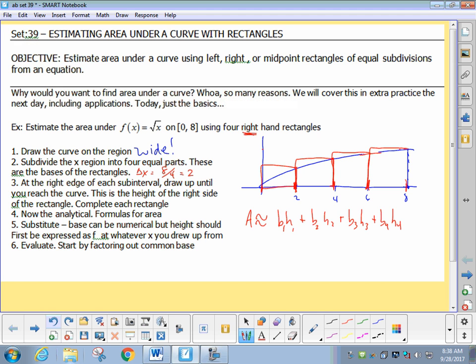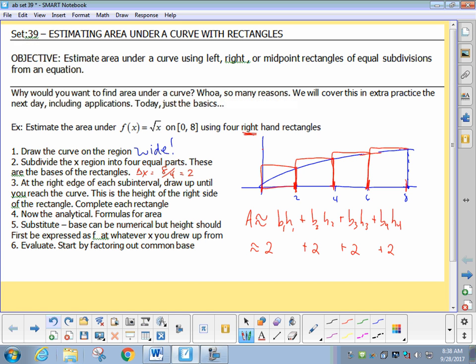Okay, so now we substitute. This is like pre-algebra. Formula, substitute. What's the base of each rectangle? 2, 2, 2, 2. Now here's where it's not so pre-algebra. This is where I start to get picky. I am fine if you use numerical bases. Put in 2, fine. I am not fine if you start to give me numerical heights. This goes to preparing you for the AP test and how it's graded.